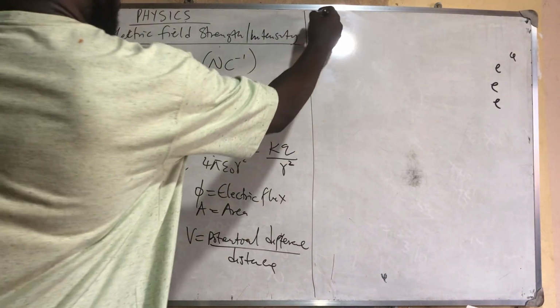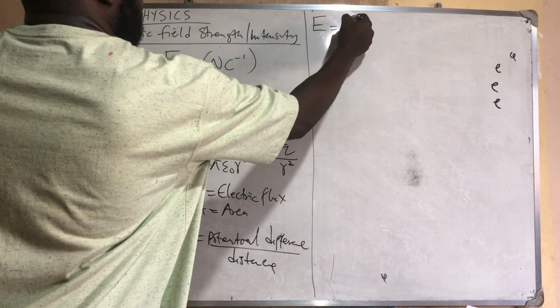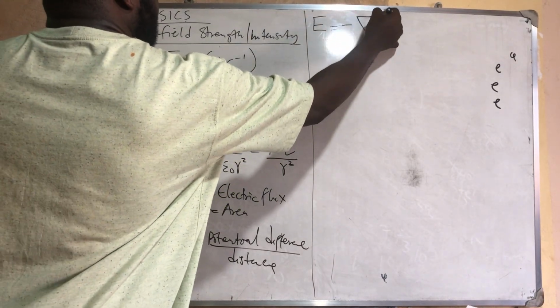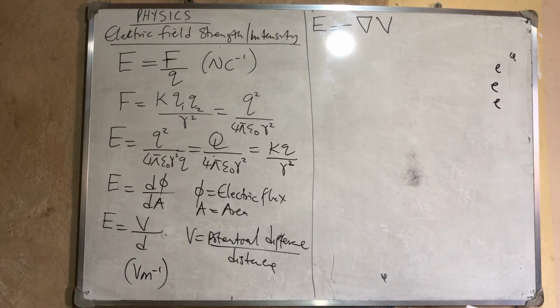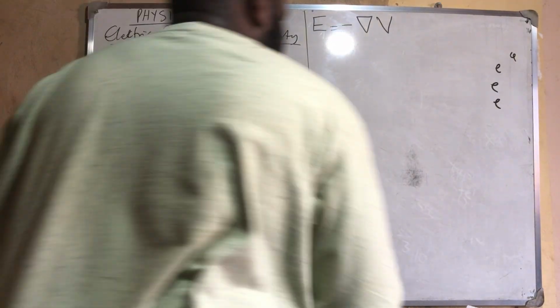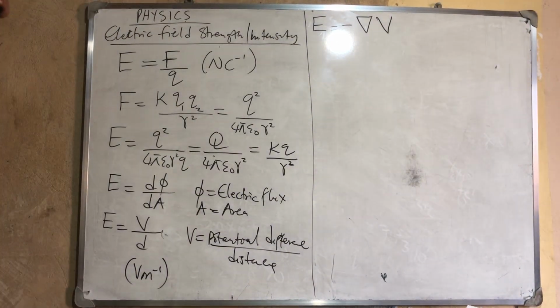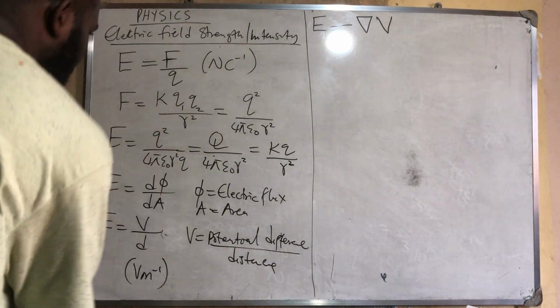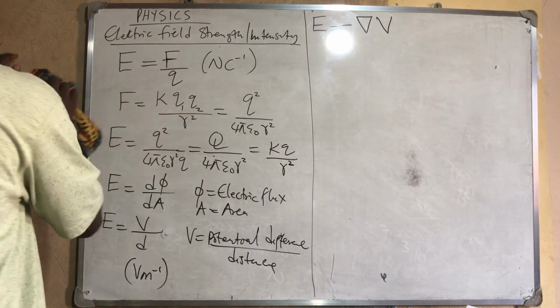And then finally, electric field intensity is the negative grad V. Don't forget, where V is still your potential difference or electric potential. So that is that. We will be solving some questions to illustrate what we have just said.